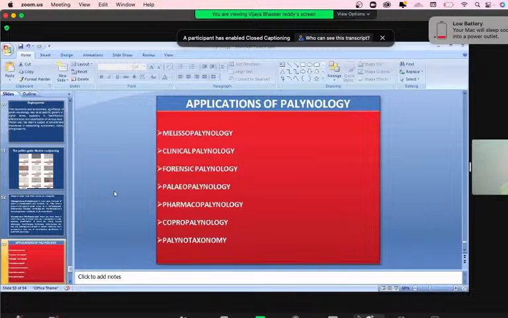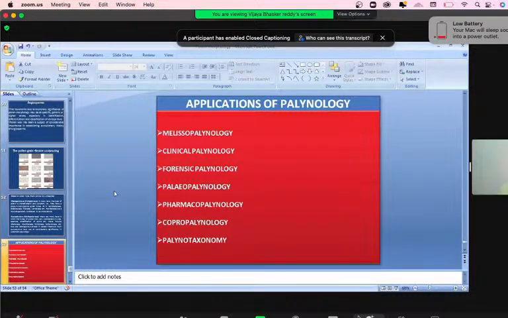And forensic palynology, where we can utilize pollen grains in solving various crimes or detection of crime. Pollen has such capacity because the outermost layer, the exine, is made up of sporopollenin. It's a very tough and rigid layer which cannot be destroyed easily by physical, chemical and biological substances. So it can remain for a long time, even in fossil form. So those pollen can be utilized in solving or detection of crime. That comes under forensic palynology.